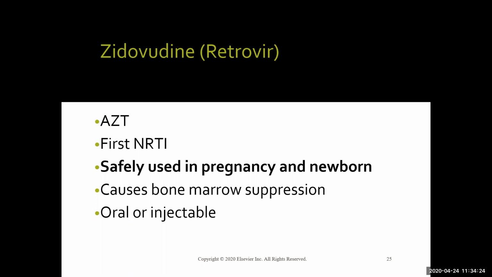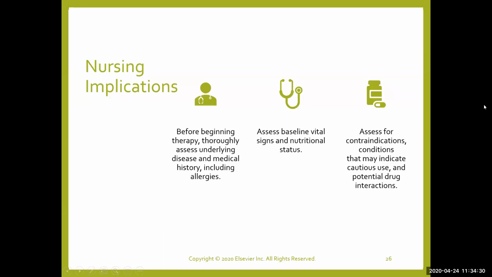Zidovudine can be given as an oral or an injectable drug. So what are your nursing implications here? When it comes to antiretroviral therapy, you really need to thoroughly assess what the individual understands about being on antiretroviral therapy, which means they have to take their drug exactly, precisely as ordered. Viruses have a very strong ability to mutate, and they will. And so a missed dose of an antiretroviral drug gives the opportunity for mutation, which means that drug may no longer work, and they'll have to switch to a different drug.